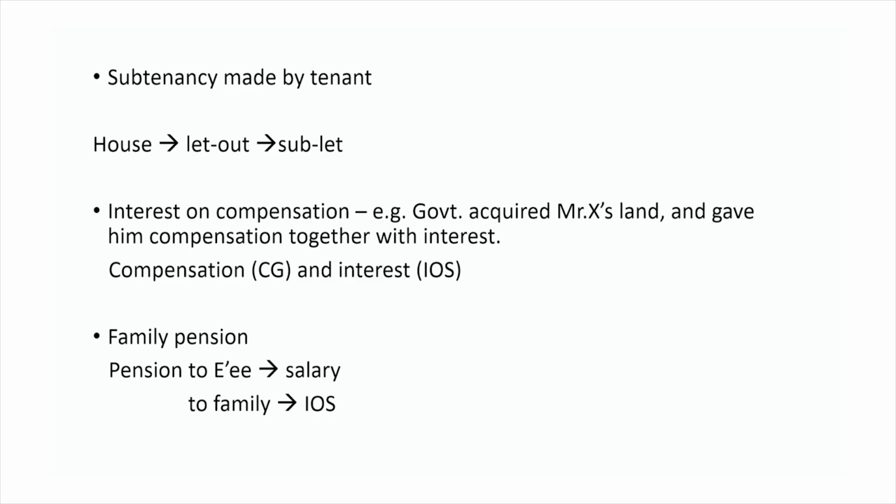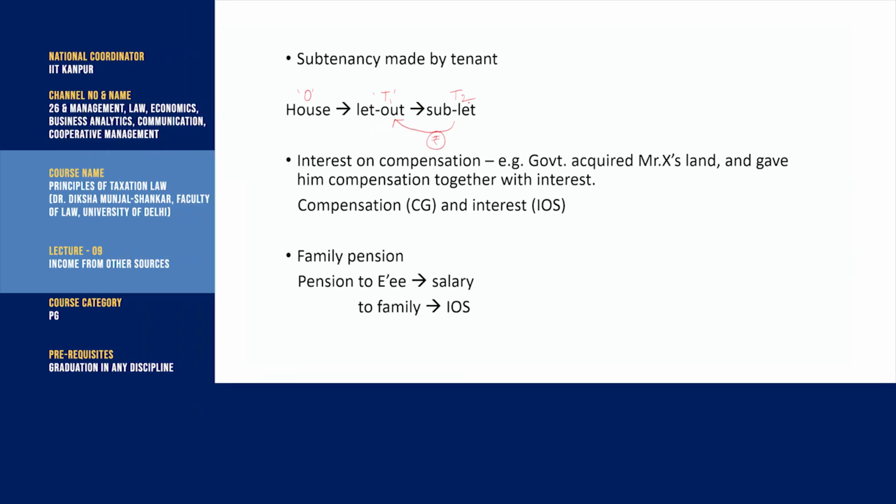Then, we have subtenancy made by tenant. So, let's say for example, you have a house which you are letting out, right? You are the owner O and you let it out to the tenant T, and the tenant T sublets it, alright? That means the tenant gives the place out on rent to another tenant, and then the original tenant is no longer the occupant of that property. So, let's say T1 gives out the same place on rent to T2. Now, when T1 has given the place on rent to T2, T2 will obviously pay some money, right? So this money which is falling into the hands of T1 from T2, this amount is nothing but income from other sources for T1.